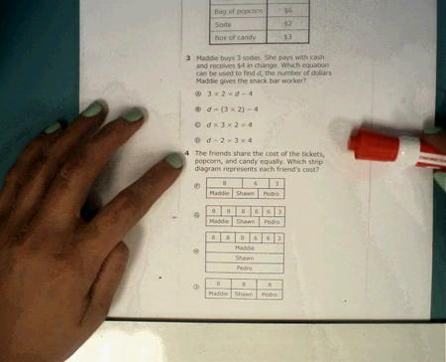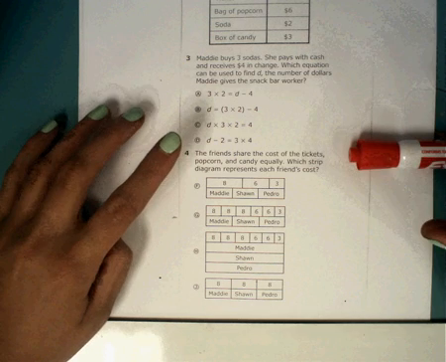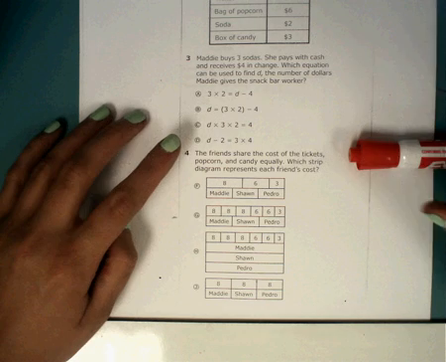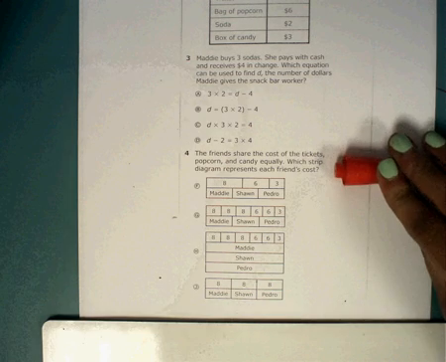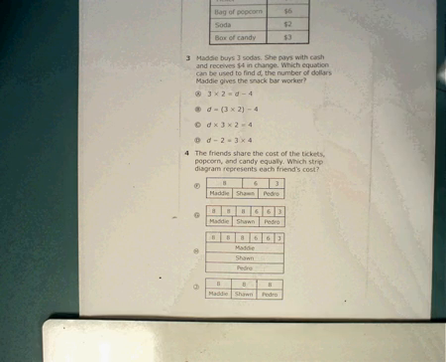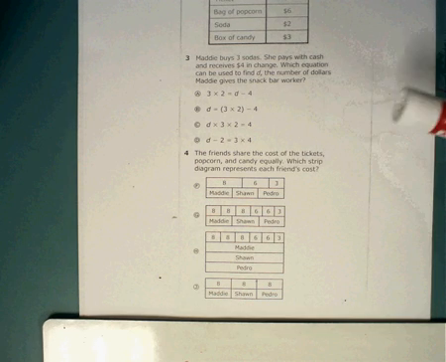I'm tired. So the friends share the cost of tickets, popcorn, and candy equally. Which strip diagram represents each friend's cost? Okay. So Maddie, Sean, and Pedro each buy tickets for the movie. So the tickets are each $8, right?